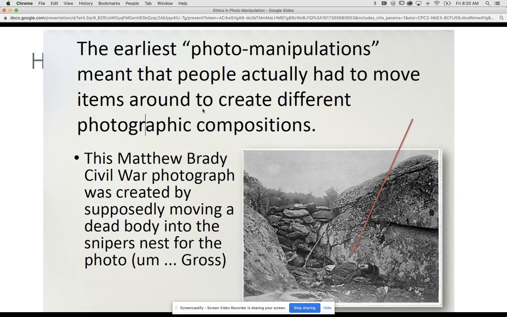Now, something to know is that the earliest photo manipulation meant that people actually had to move items around to create different photographic compositions. Okay, this is Matthew Brady's Civil War photograph that was created by supposedly moving this dead body into the sniper's nest for the photo. One, that's disgusting, and two, it's changing the way in which we would perceive war.